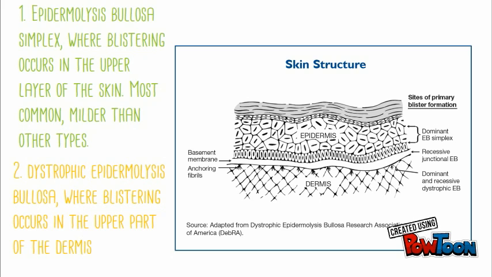The second type of EB is dystrophic epidermolysis bullosa, where blistering occurs in the upper part of the dermis, the second layer of the skin. This accounts for 25% of cases.